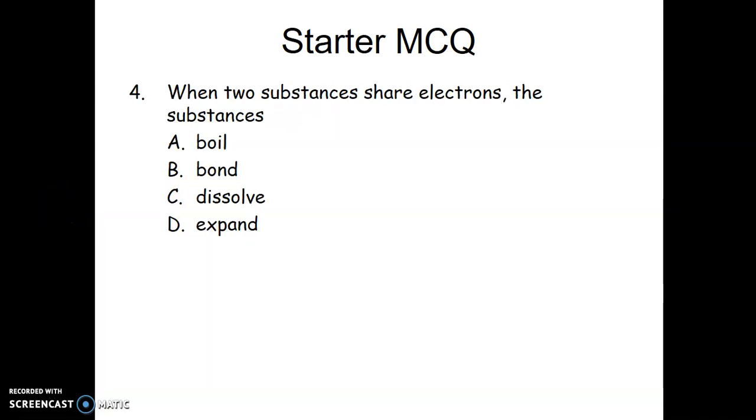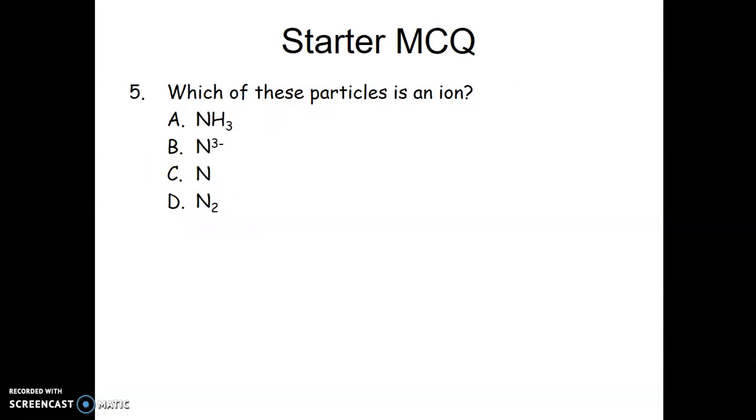Number 4, when two substances share electrons, the substances will bond. That is one of the ways that two substances can bond, is by sharing electrons. And the last one, which of these is an ion? Well, an ion is an atom or group of atoms that has become charged. And the only one there with a charge is N3 negative. So the answer is B, N3 negative.